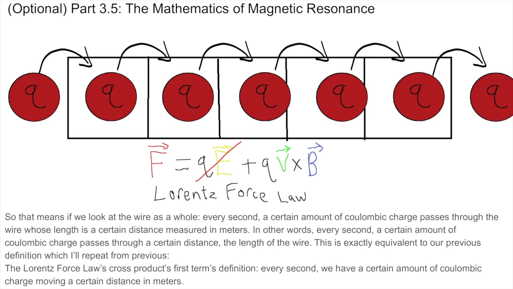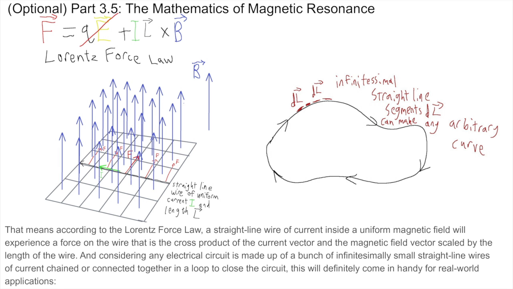The Lorentz force law's cross-product first term's definition. Every second we have a certain amount of coulombic charge moving a certain distance in meters. That means according to the Lorentz force law, a straight line wire of current inside a uniform magnetic field will experience a force on the wire that is the cross product of the current vector and the magnetic field vector scaled by the length of the wire. And considering any electrical circuit is made up of a bunch of infinitesimally small straight line wires of current chained or connected together in a loop to close the circuit, this will definitely come in handy for real-world applications.